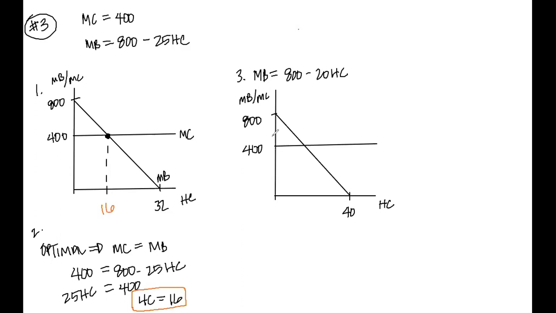So if they were put on the same graph, you would see the slopes are different. But then we can label these two lines MB and MC. And then again, we just have to find our optimal level.